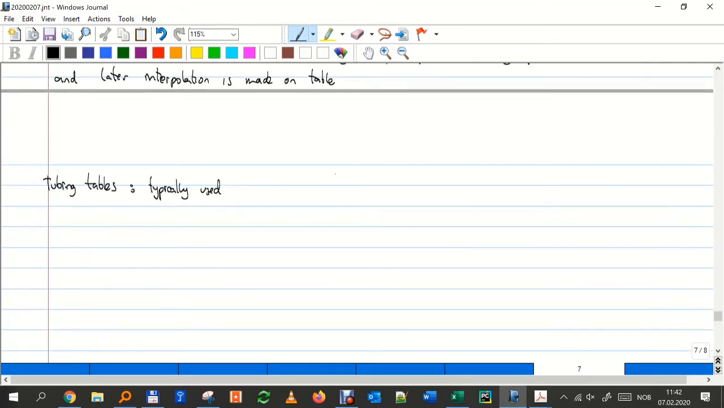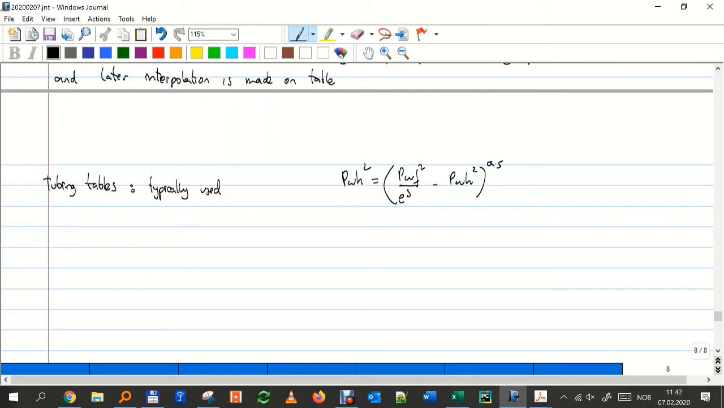So you remember we had our equation, right? That was the tubing: PWH is equal to PWF squared, e to the S, minus PWH squared, to the 0.5, and here we have Q, right? Instead of using that equation every time I say I need delta P, I pre-compute that equation on a table, on what I call a tubing table.